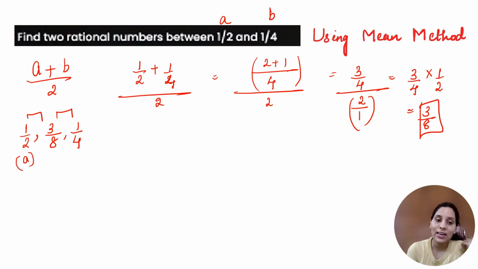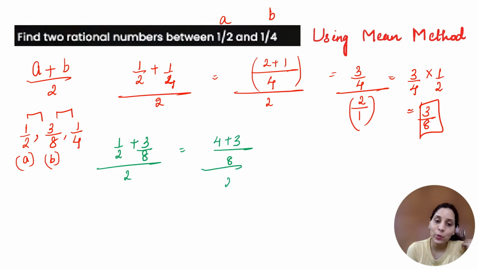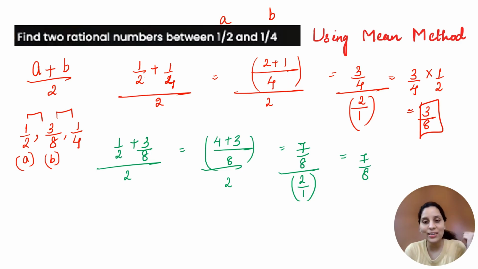Now this is a and this is b. Again, let us use the formula, a plus b whole by 2. Now what is the LCM here? 8 is the LCM. 2 into 4. So 4 plus 3 by 8 whole by 2. So this is 7 by 8 whole by 2 by 1. Again, whenever you need to take the denominator to the numerator, it becomes the reciprocal, which is 1 by 2. So 7 into 1, 7 by 8 into 2, 16.